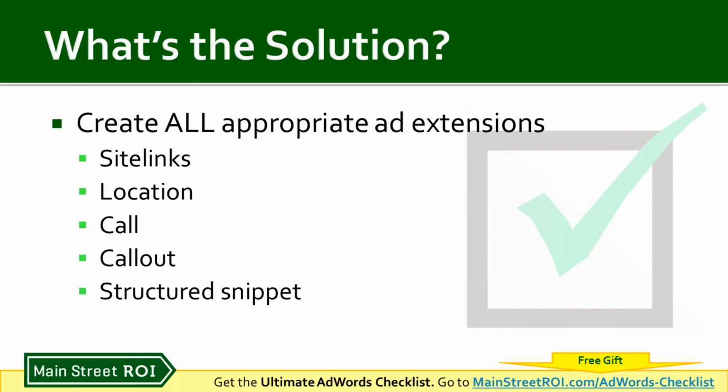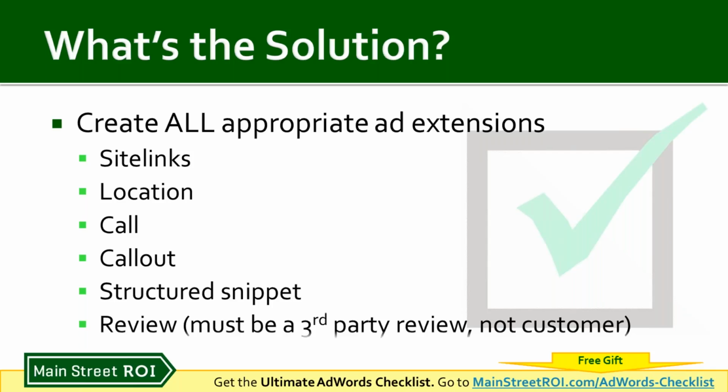And this is one of a fairly new extension called structured snippets. This is basically a comma-separated list. It makes a lot of sense for e-commerce sites. You might have brands that you offer, and you can list the different brands as a comma-separated list. And this one's great if you can do it.